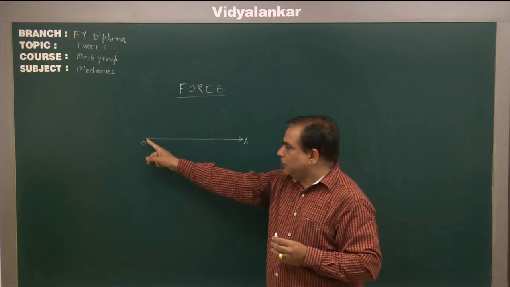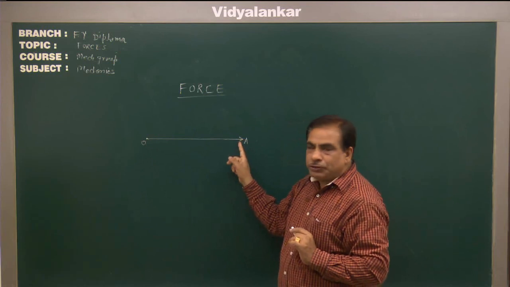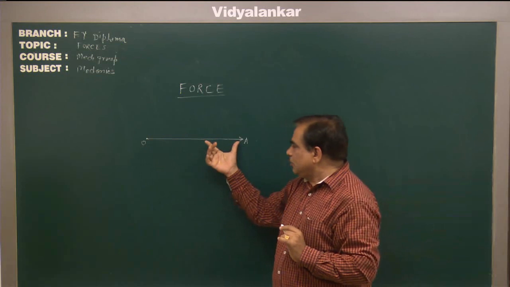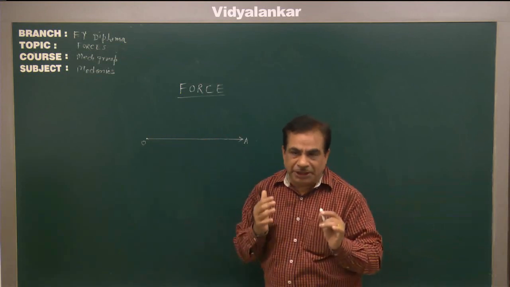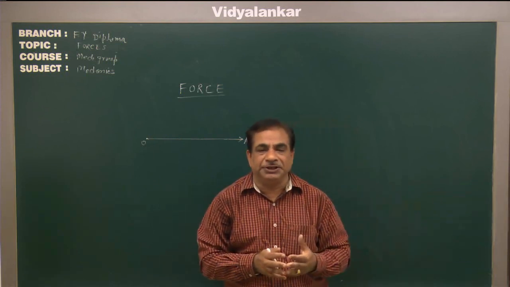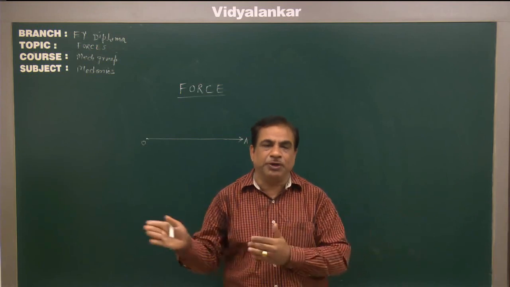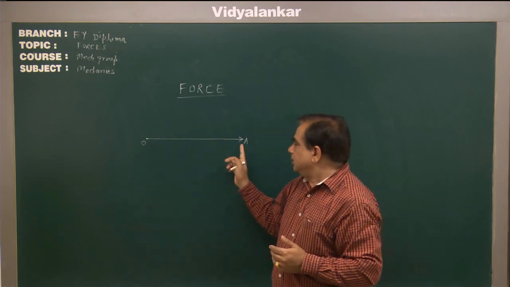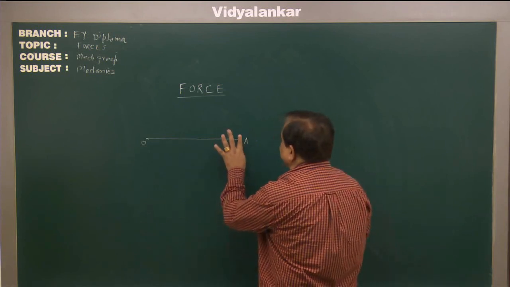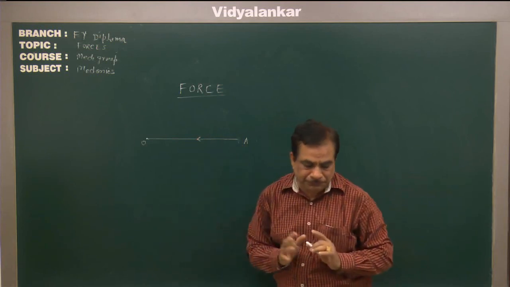See, this point O will tell the point of action. This arrow tells the direction. This length OA tells the magnitude. And nature: there are two different types of nature, push or pull. If the force is directed away from the point, just like that, it is a pull force. And if the force is directed towards the point, just like that, it is a push force.